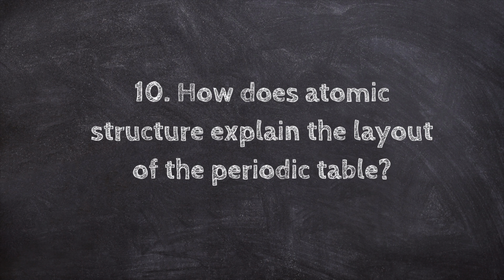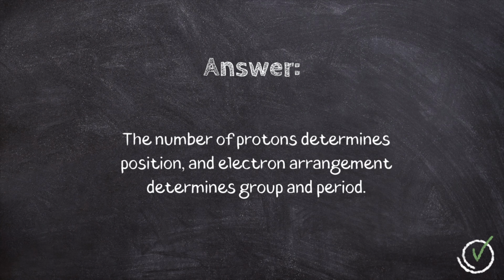This is where everything clicks. The periodic table is not random. It isn't just boxes on a page. It's organised entirely by atomic structure. So if you understand atoms, you understand the table. An element's position is determined by its number of protons. That's its atomic number. As you move across, the number of protons increases by 1 each time, but the shape of the table, the columns and the rows, that comes from electron arrangement.